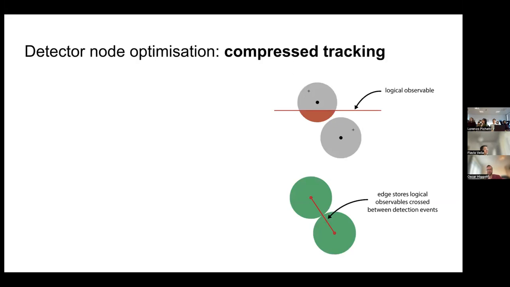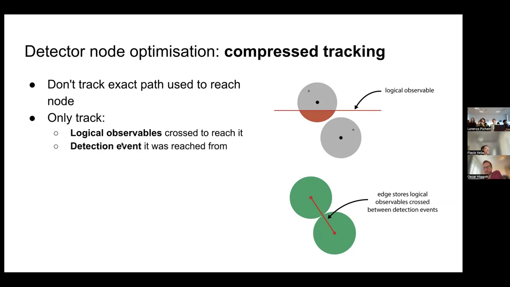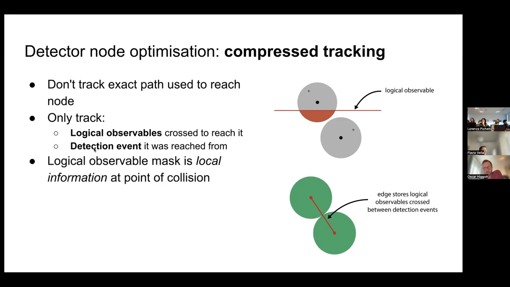There are a couple of optimizations I'll mention briefly. One is that we don't track the exact path used to reach a node. I mentioned how you have these compressed edges representing the shortest path between nodes. We don't actually store the full path. We just track the effect of this path on the logical outcome. Because remember, we only have to predict the logical outcome or the logical error, or more specifically, which logical errors have been flipped. This is an optimization, which means that we only have to essentially store a bit mask on each edge representing the logical effect of a path. And we also store which detection event it was reached from. So when these regions are growing, this is what we store.